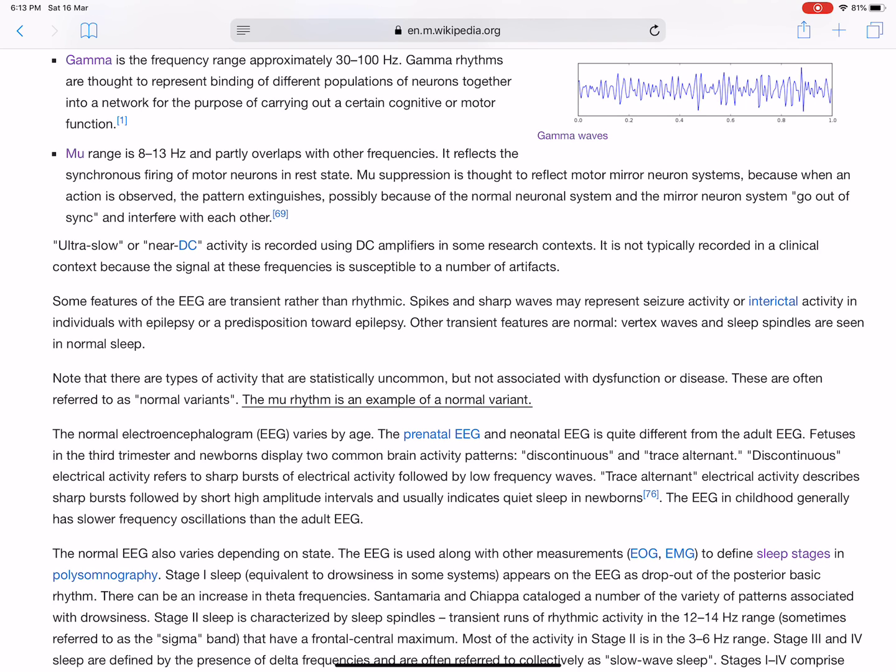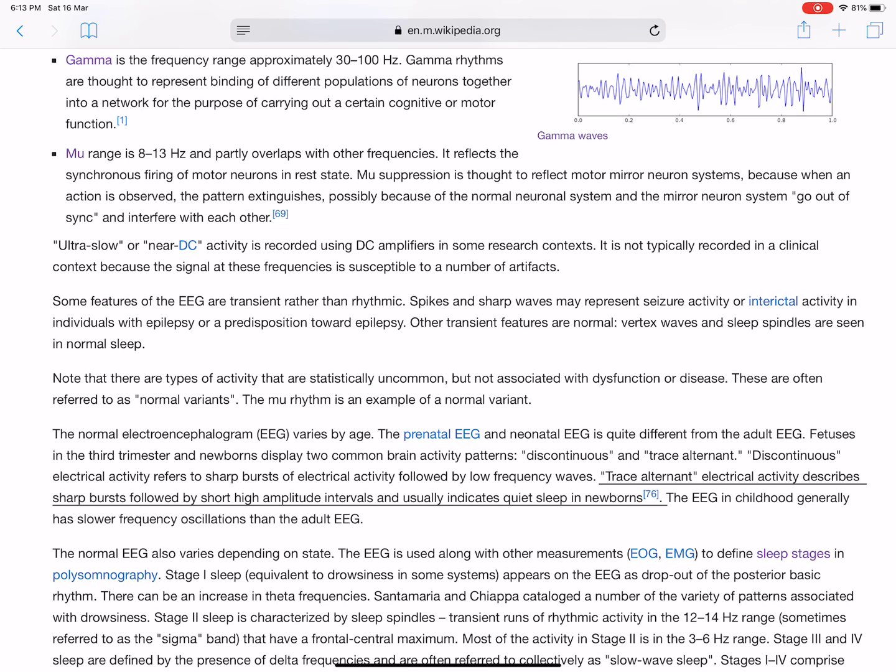The normal electroencephalogram, EEG, varies by age. The prenatal EEG and neonatal EEG is quite different from the adult EEG. Fetuses in the third trimester and newborns display two common brain activity patterns: discontinuous and trace alternate. Discontinuous electrical activity refers to sharp bursts of electrical activity followed by low-frequency waves. Trace alternate electrical activity describes sharp bursts followed by short high-amplitude intervals and usually indicates quiet sleep in newborns.